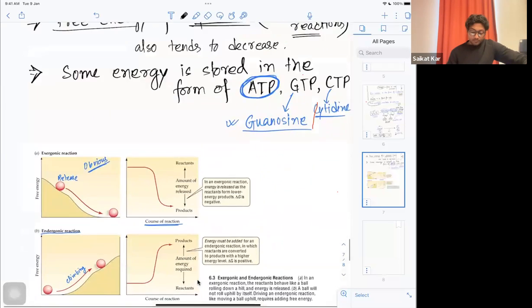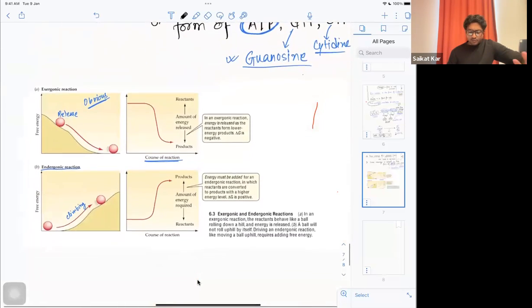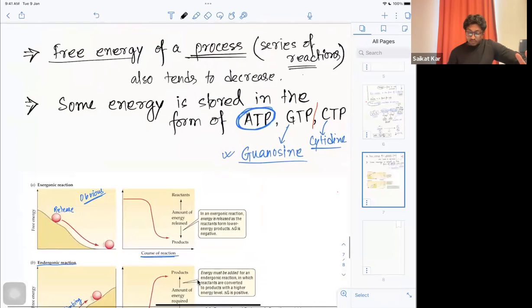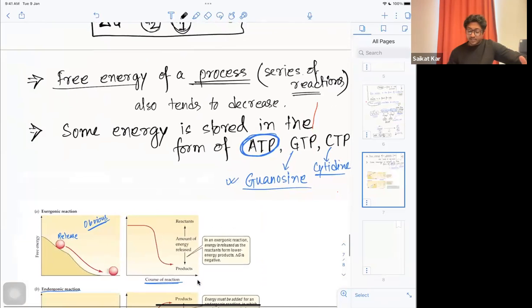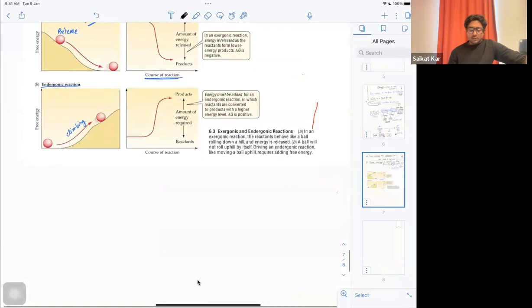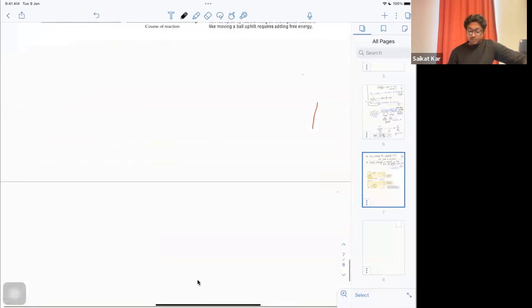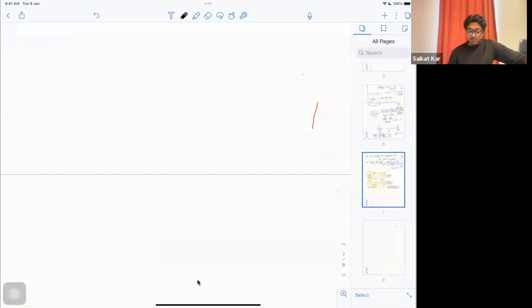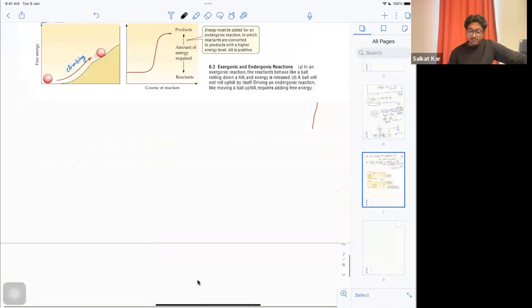Okay. So endergonic, exergonic, we are very clear after all these examples. We are also very clear that free energy decreases, and that due to this decrease, some form of energy is stored in either ATP, GTP, or CTP, or any other high energy molecules. We'll find creatine phosphate in muscle cells.